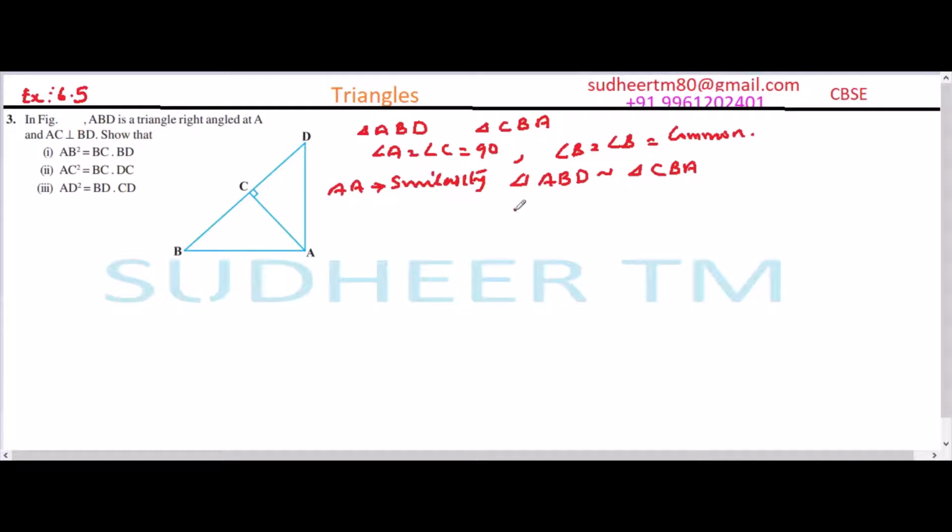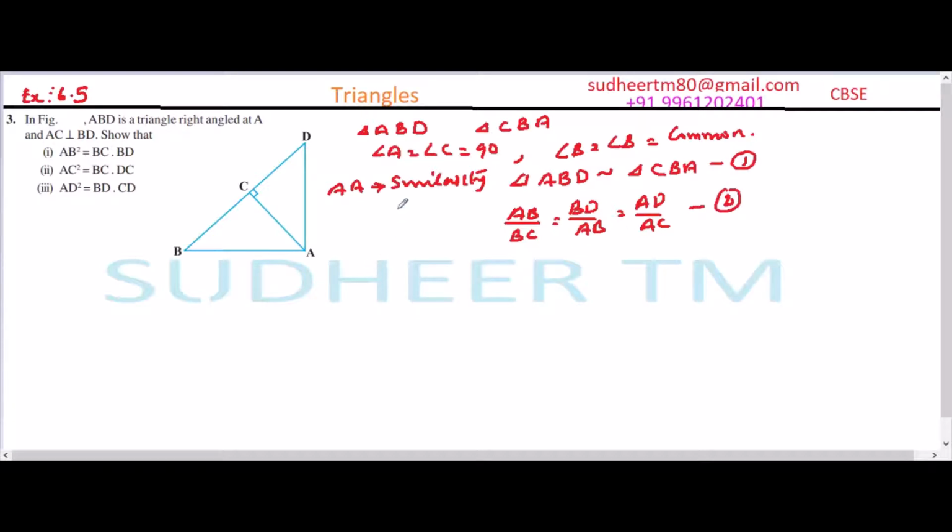We have the corresponding ratios of the sides equal. So we can write AB divided by BC is equal to BD divided by AB, which is equal to AD by AC. See, this is 1 and this is 2.